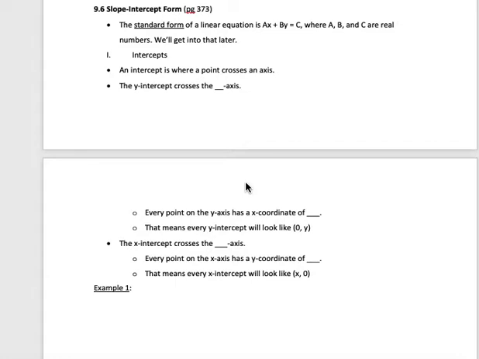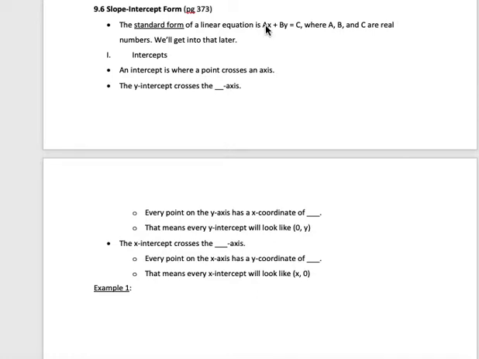Okay, welcome back for section 9.6. We are looking at slope-intercept form. So slope-intercept form is just a way that we like to write linear equations. Before we get into that, the book for a hot second goes over standard form of a linear equation.